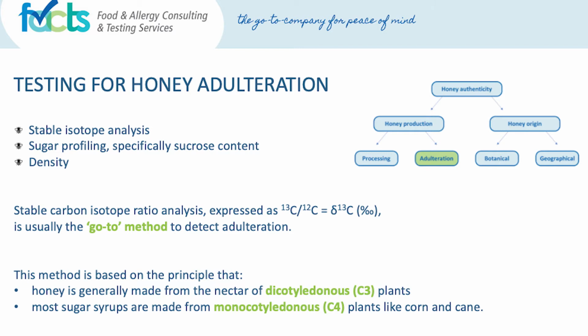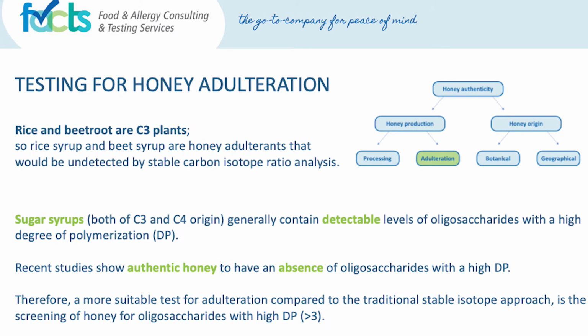However, fraudsters have found a way around this test. Rice and beetroot are C3 plants, so rice syrup and beet syrup are honey adulterants that would go undetected by the stable carbon isotope ratio analysis. This highlights the urgent need for scientists to stay on top of food fraud trends and constantly look for solutions to detect food fraud. So what can be done instead of the stable isotope analysis?